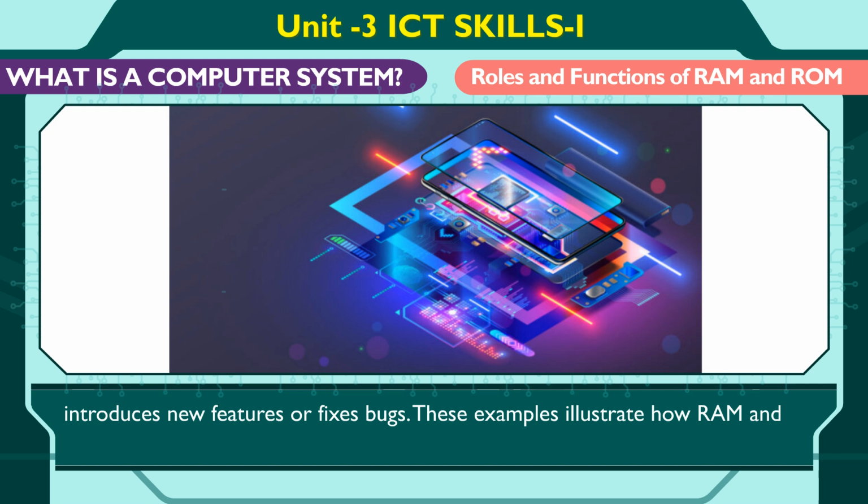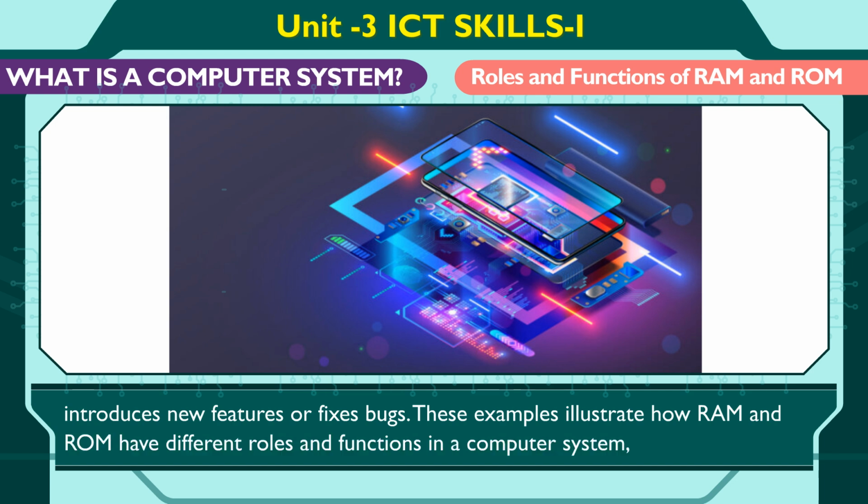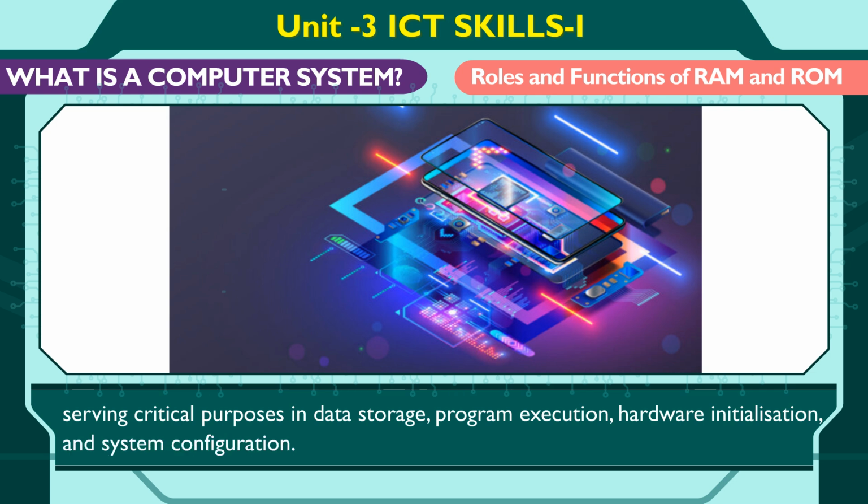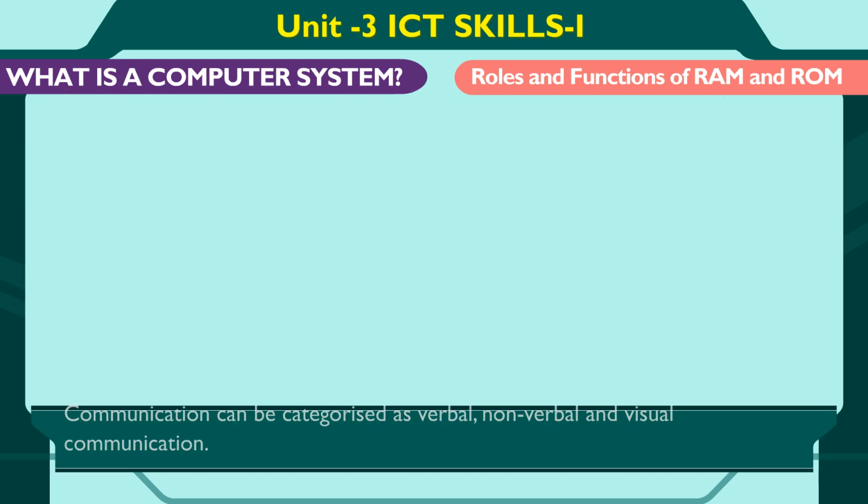These examples illustrate how RAM and ROM have different roles and functions in a computer system, serving critical purposes in data storage, program execution, hardware initialization, and system configuration.